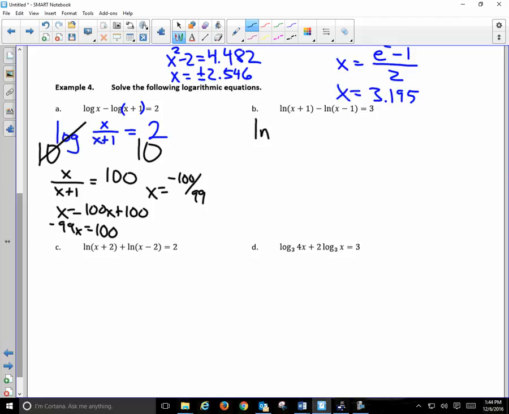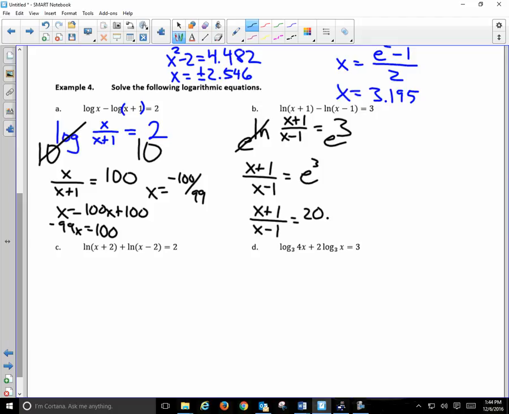Natural log of x plus 1 over x minus 1 is equal to 3. How do I get rid of the natural log? e. And so I get x plus 1 over x minus 1 is equal to e cubed. Now, if we convert that to a decimal, we get 20.086.